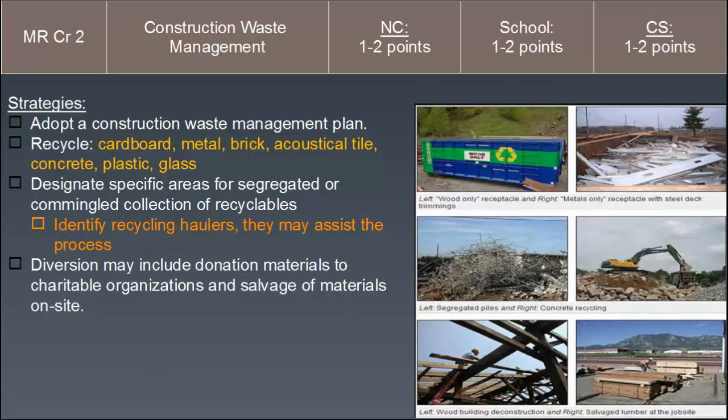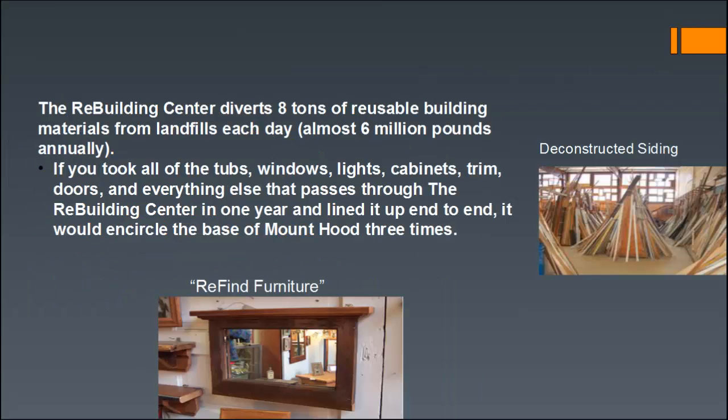Remember, the diversion may include donating materials to charitable organizations and salvage of materials on site. Once again, that can be a cost saver. Portland's Rebuilding Center is a great example of where to salvage materials. It diverts 8 tons of reusable building materials from landfills each day, almost 6 million pounds annually. If you took all the tubs, windows, lights, cabinets, doors, and everything else that passes through the Rebuilding Center in 1 year, and lined it up end to end, it would encircle the base of Mount Hood 3 times. If you haven't seen Mount Hood, it's a good sized mountain. It's pretty impressive what they do.